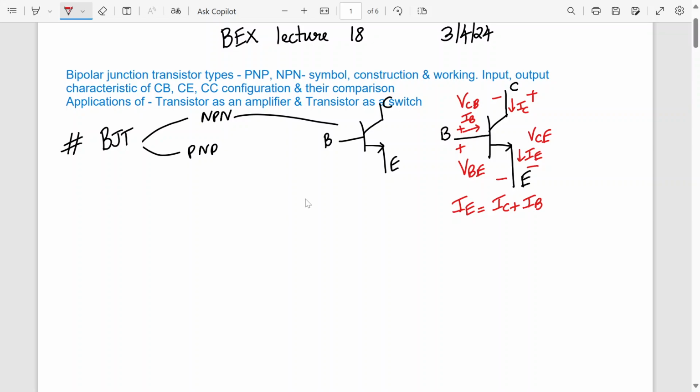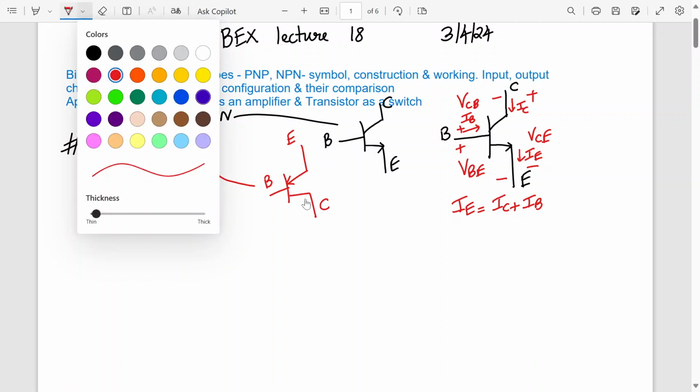Alright, and similarly you can do it for your PNP transistor. I'm not doing it for the PNP transistor, I'm just drawing its symbol. This is my base terminal, emitter terminal and collector terminal. Here it is. Alright, so with this background we'll start with BJT characteristics.